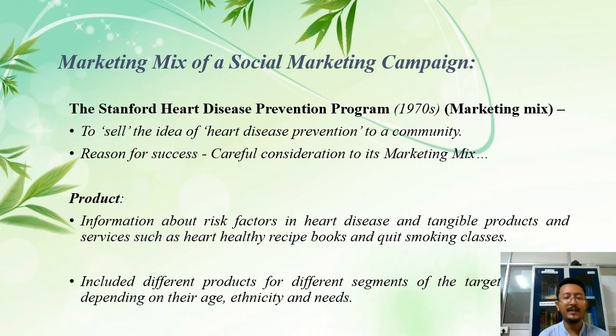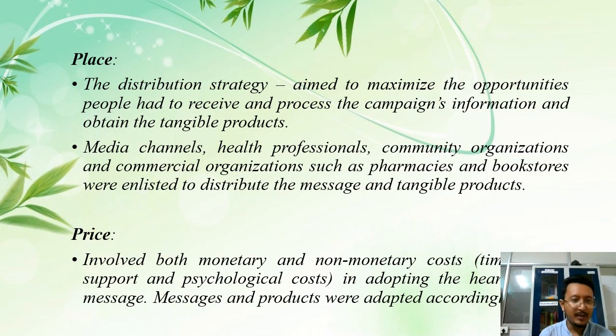So product is basically an idea of a social change or a behavior change, a desirable behavior change rather, in the case of social marketing, right? But the product in this case also included different products for different segments, right? So the product was designed or developed in such a way that it was targeted towards different groups depending on demographic factors such as age, ethnicity, and needs. Clear? All right.